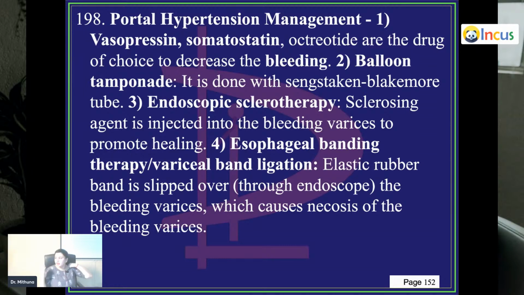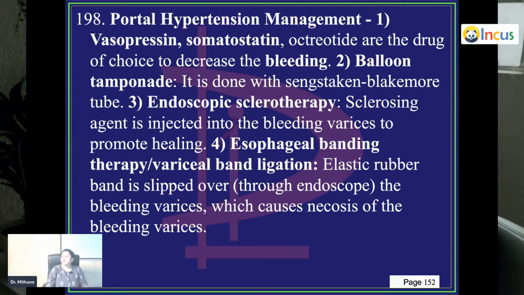Balloon tamponade, I've already shown you the Sengstaken Blakemore tube. That's the tube with which you cause dilatation in the esophageal area and apply pressure over those varices, leading to hemostasis. Endoscopic sclerotherapy: you will inject one sclerosing agent into the varicose area which is bleeding. That will cause a reduction in the bleeding. It undergoes sclerosis and that bleeding stops. That's called endoscopic sclerotherapy. A sclerosing agent is injected into the bleeding varices to promote healing.